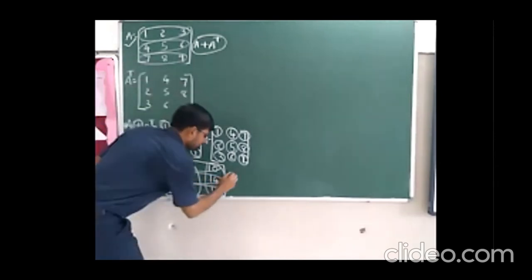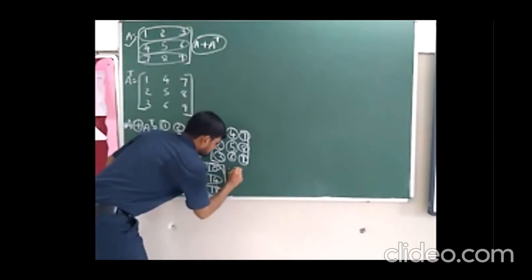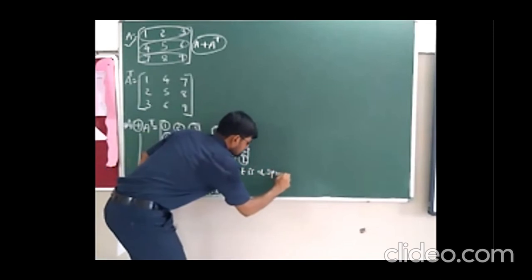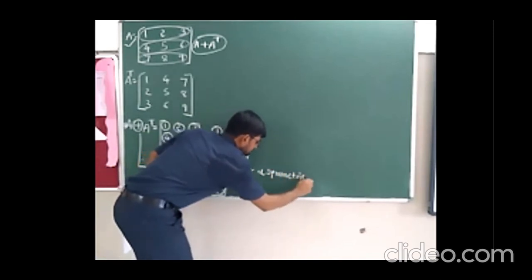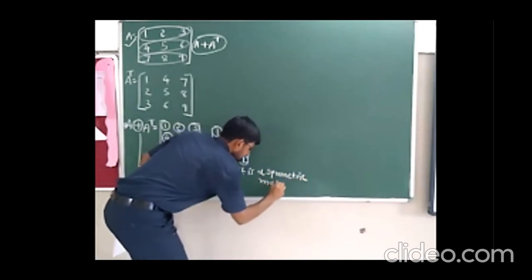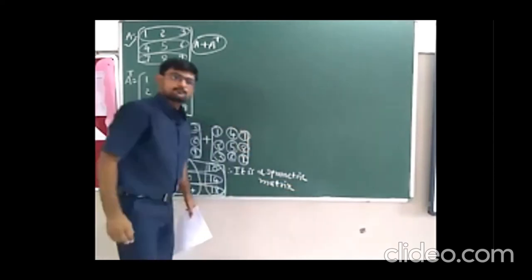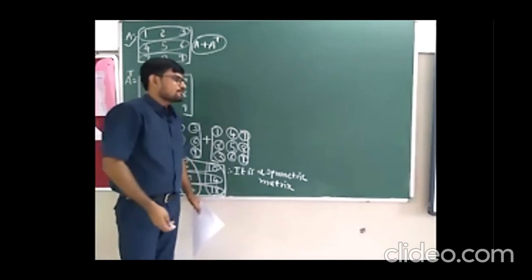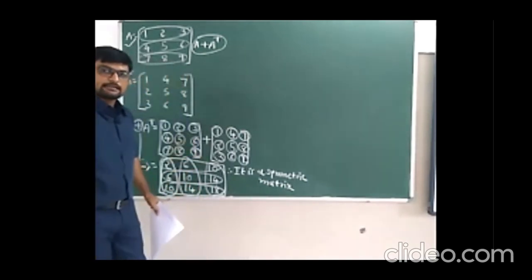So we can write here: it is a symmetric matrix. Clear? Okay, very simple sum. So please write it down, then we will discuss the next question.